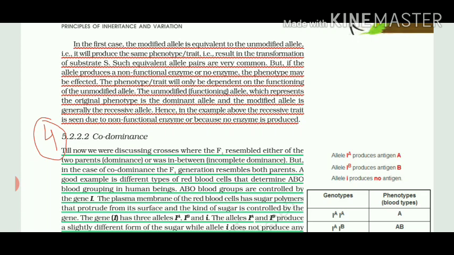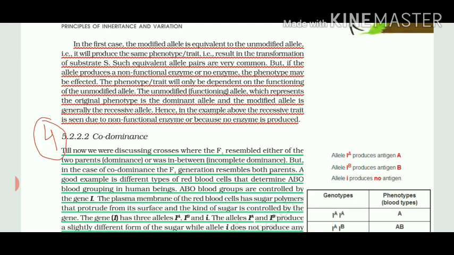Next topic, what do we have? The number four one is called codominance. Codominance resembles neither the law of dominance nor incomplete dominance. It has a very common example, the human blood group. If I ask you how many blood groups humans have, the answer is 4. They are A, B, O and AB.